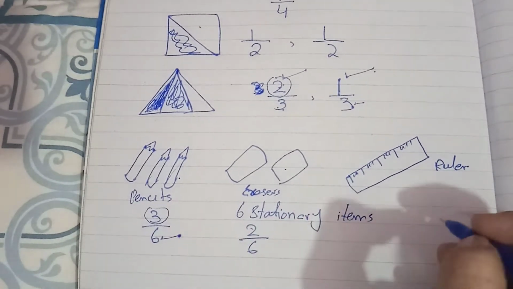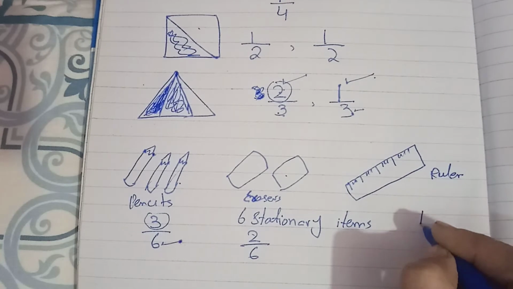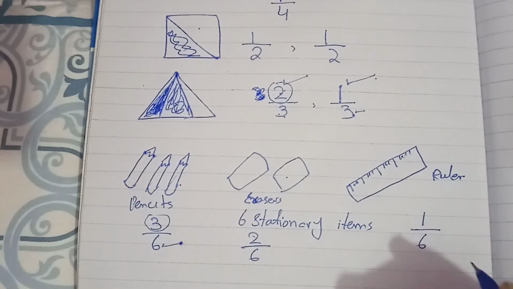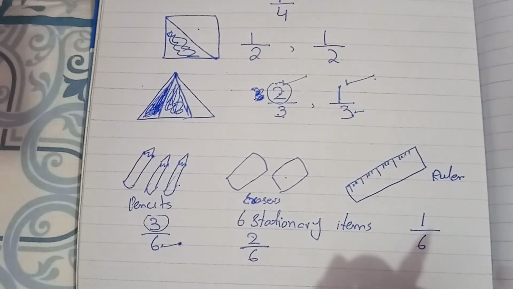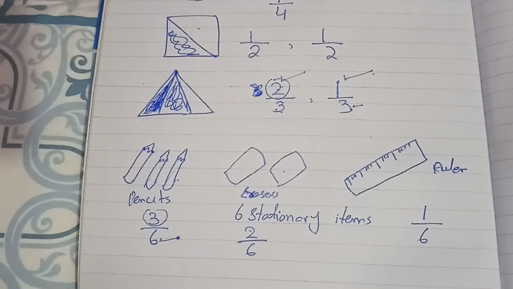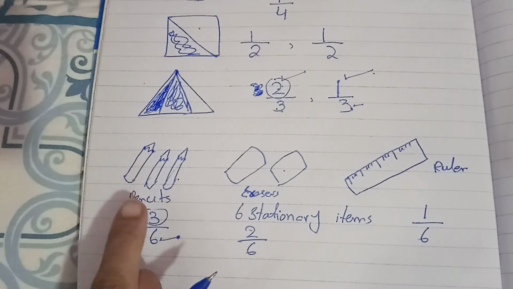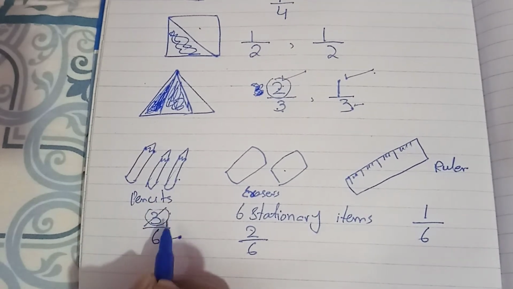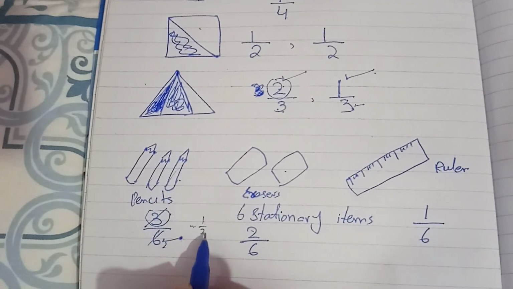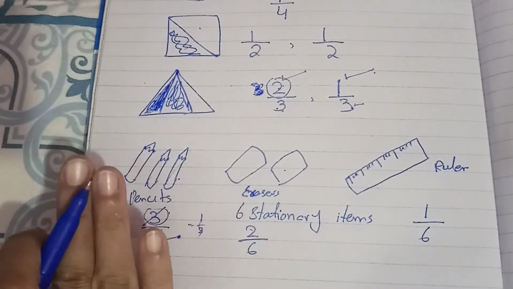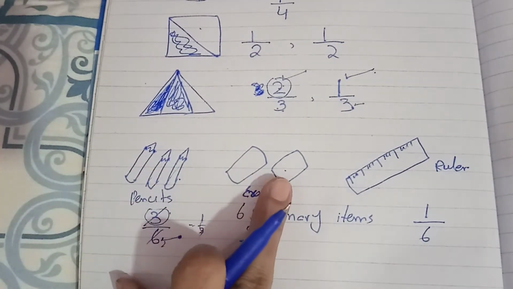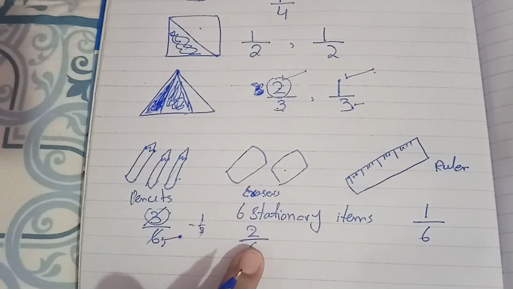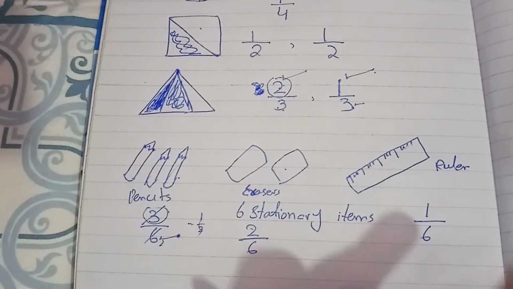Okay, and how many rulers? 1 upon 6 part of these stationery items is ruler. Okay, this is the way to show the fraction. 3 upon 6 means half, equal to 1 upon 2. It means that out of 6 stationery items, half are pencils, 2 upon 6 are erasers, and 1 upon 6 is ruler.